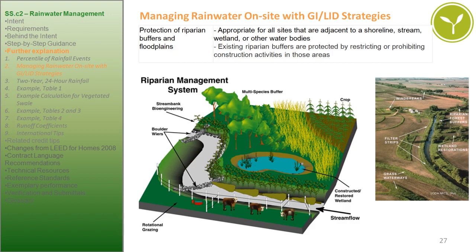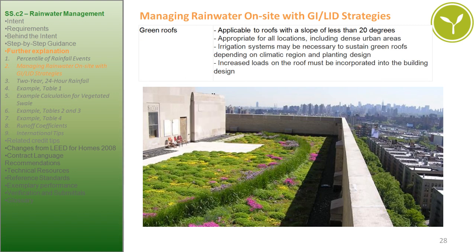Protection of riparian buffers and floodplains. Appropriate for all sites that are adjacent to a shoreline, stream, wetland, or other water bodies. Existing riparian buffers are protected by restricting or prohibiting construction activities in those areas. Green roofs. Applicable to roofs with a slope of less than 20 degrees. Appropriate for all locations, including dense urban areas.